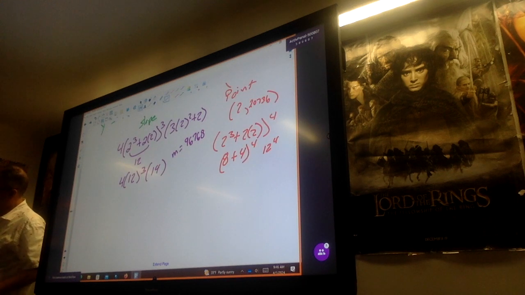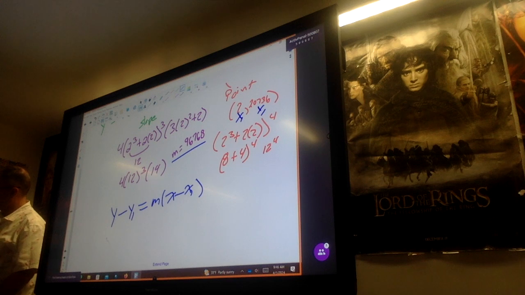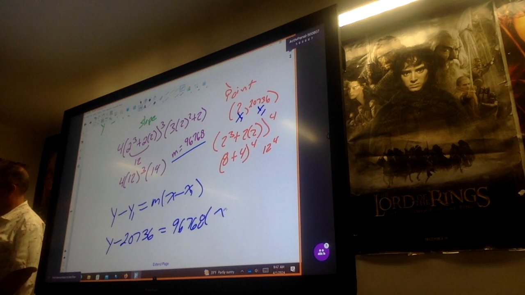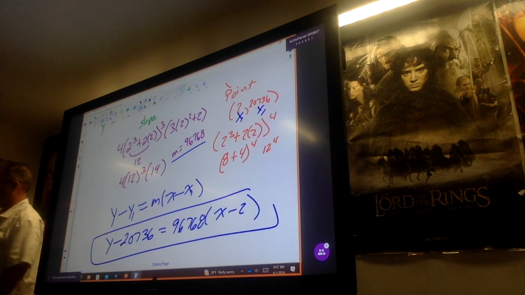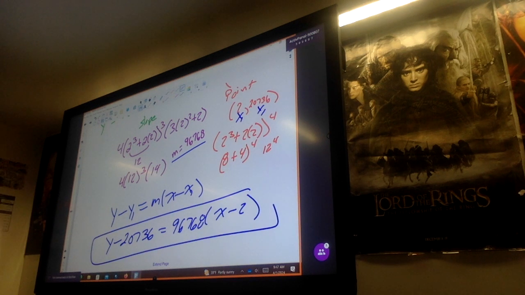I'll tell you what, whatever teacher gave you this should probably get their eyebrows shaved off. This is a bad one. Holy cow. Alright, this is x1, this is y1. Here's our slope. So I'm going to get y minus 20,736 equals slope of 96,768, times x minus 2. Oh my gosh. That is the equation of the line tangent to the given equation at that given point.